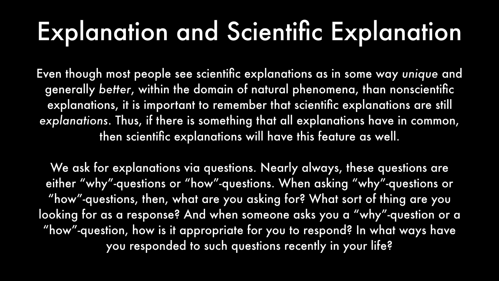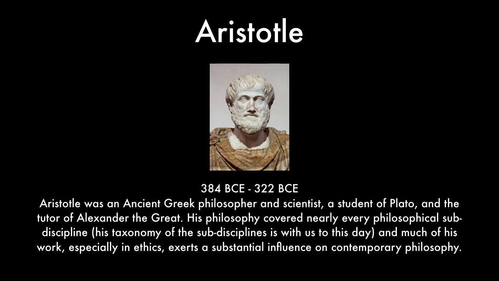Questions of explanations, what sorts of things count as good explanations for phenomena, go back at least as far as Aristotle. Aristotle was an ancient Greek philosopher and scientist. He was the most famous student of Plato and the tutor of the boy who would grow up to be Alexander the Great. His philosophy covered nearly every philosophical subdiscipline, and his taxonomy of the philosophical subdisciplines is still with us to this day, and much of his work, especially in ethics, exerts a substantial influence on contemporary philosophy.